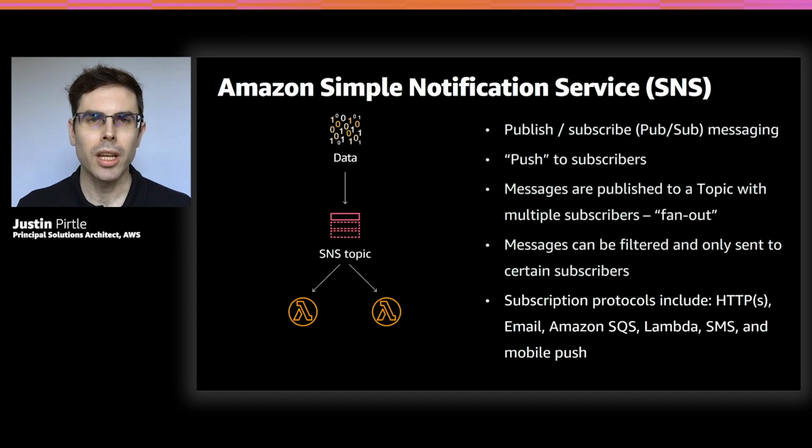Now a subscriber can choose to filter messages and only receive certain messages, and subscribers can range from a variety of protocols, including email, SMS, mobile push, and what we're going to focus on today, Amazon SQS and AWS Lambda.